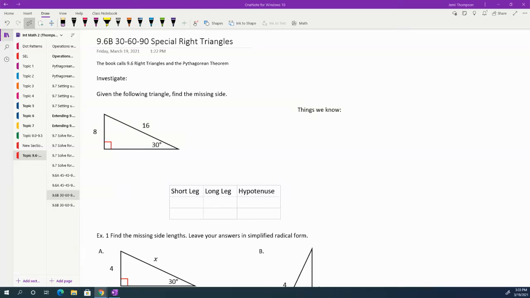Hello and welcome. This is 9.6b, 30, 60, 90 degree special right triangles. This lesson comes after the lesson on 45, 45, 90 degree triangles and works from the understanding that you already have some knowledge of that. It also works from the understanding that you know the Pythagorean theorem. So with that said, we're going to go ahead and get started.